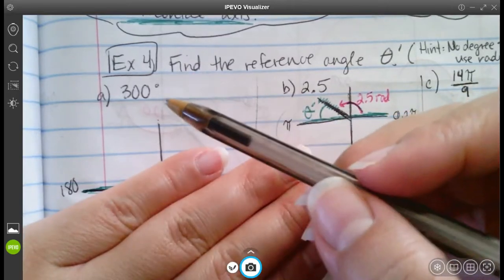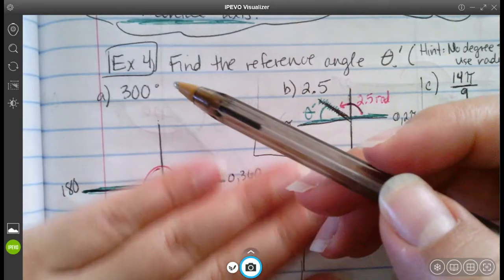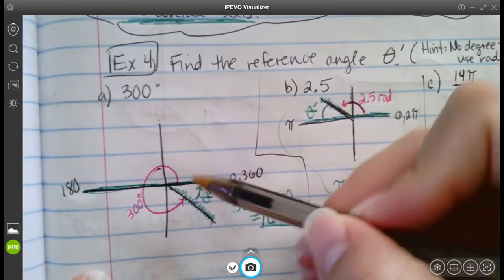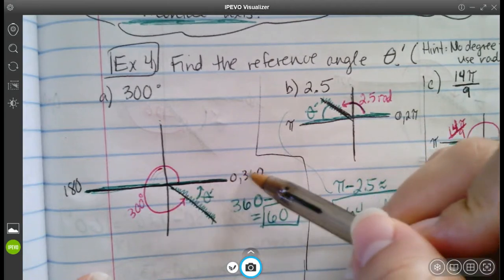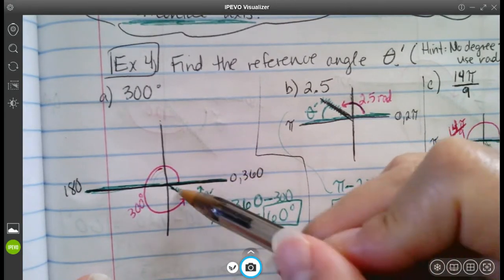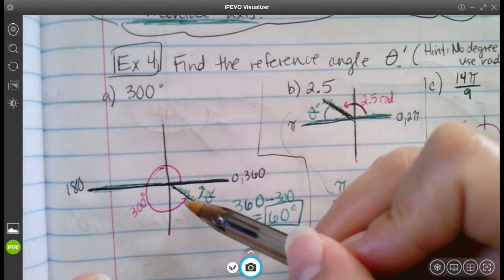So the first thing we're going to do to find the reference angle is find 300 degrees. So here's my picture. It starts at 0, goes all the way around, and we know this is 360, so 300 is somewhere about right here. Okay, so this little pink thing represents 300.